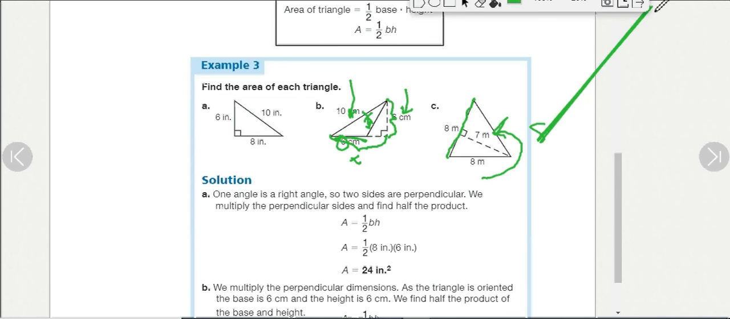Base is 8. Sorry, I don't know what the deal is. Base is 8 times 7. And then you got to divide by 2 to find the area of a triangle. So 56 divided by 2. See if we got that right. Let's scroll down.